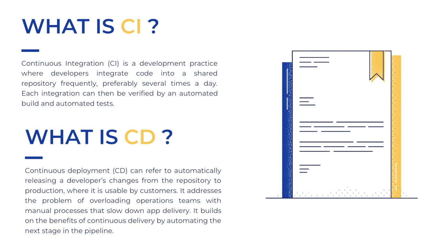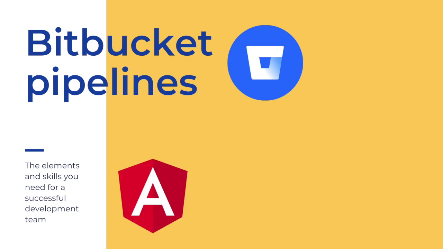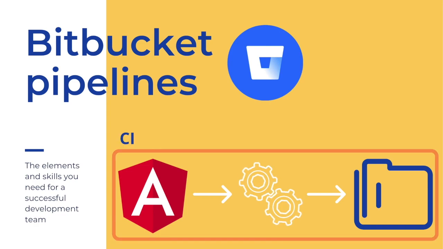To demonstrate the CI and CD in action, we will need a project, and for this I will create an Angular application, and after that I will configure its lint and build command in the Bitbucket pipelines. And in the end, we will generate an artifacts folder. This whole process is known as CI, continuous integration.